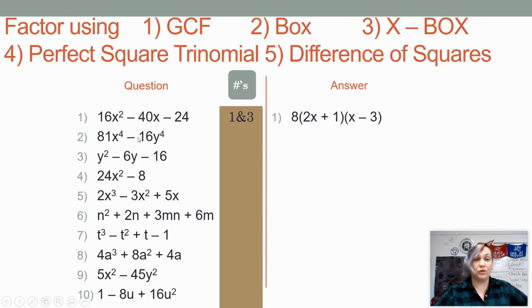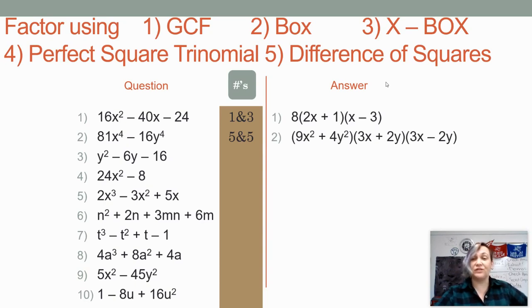On number 2, there's no GCF. 81 and 16 do not have any common factors, and x and y are different letters. This is a binomial, so we should have tried for difference of squares. Now this one is special. This one has difference of squares twice. And we did go over an example of this in Friday's video as well.